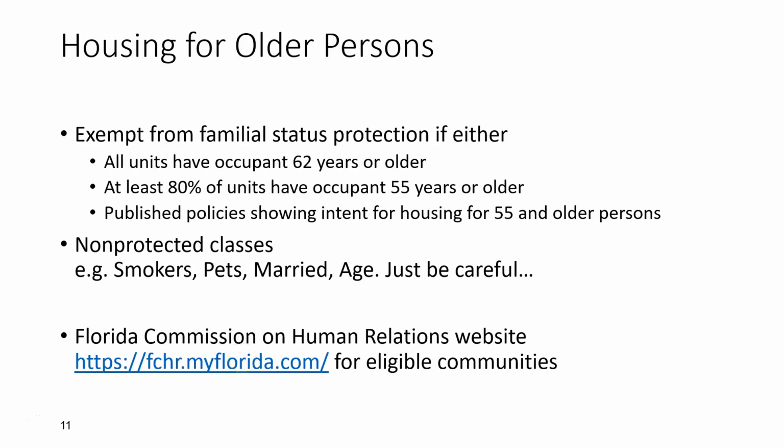You can be exempt under the familial status category if you can show that in a complex like condominiums or a co-op, all the units have occupants of 62 years of age or older, or at least 80% of the units have one occupant of 55 years or older, and then you have published policies showing your intent for 55 plus housing. Non-protected classes: smokers, pets, marital status, age. Just be careful when you start saying no to people. If you want to check on the communities that are eligible for 55 plus, you can go to the Florida Commission on Human Relations website.